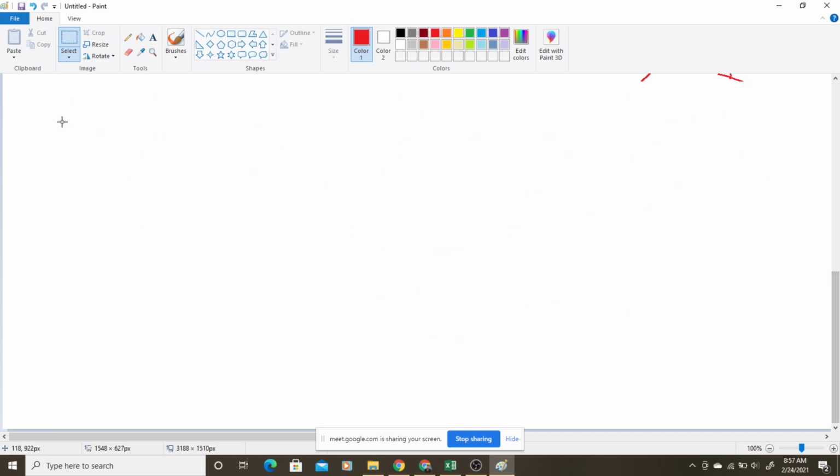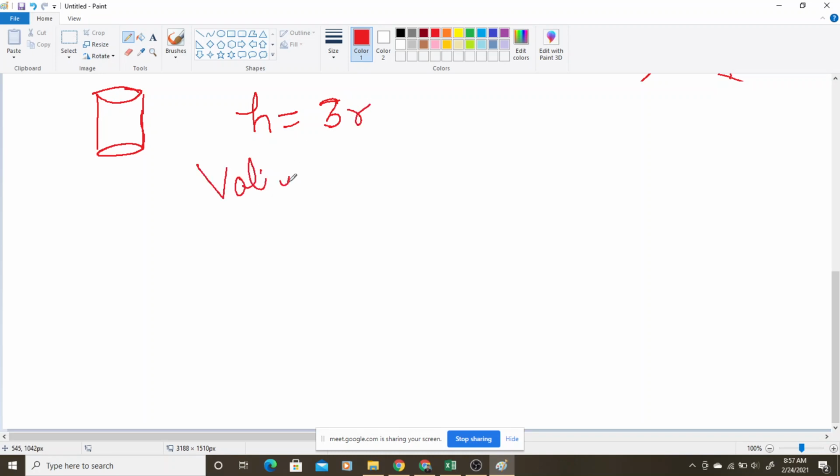One more question is there. Suppose we are given a cylinder. I am writing the question here. We are given this cylinder, and in this cylinder the height is equal to 3 times the radius. Height is 3 times the radius. Then what will be its volume? Try to find its volume.